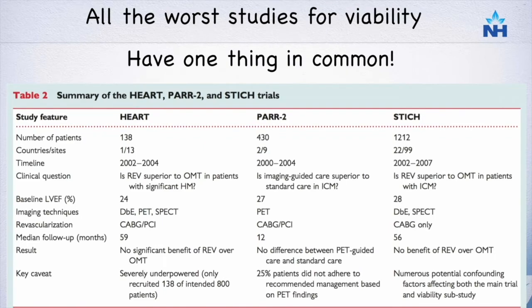However, the concept of viability was questioned by some major trials such as HEART, PAR2, and STITCH trial, which basically looked at revascularization in comparison with optimal medical therapy in patients with coronary artery disease. The sub-studies of these trials also looked at the role of viability assessment, and PET or SPECT were the tests which were used for assessment of viability.